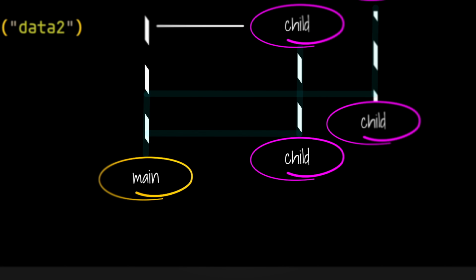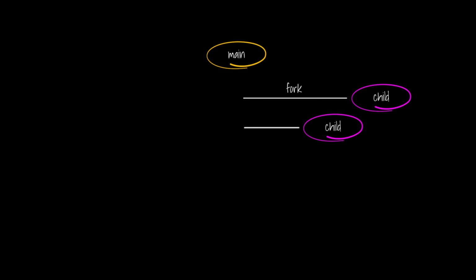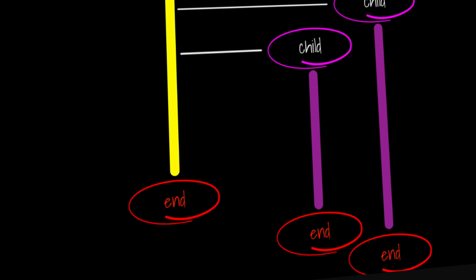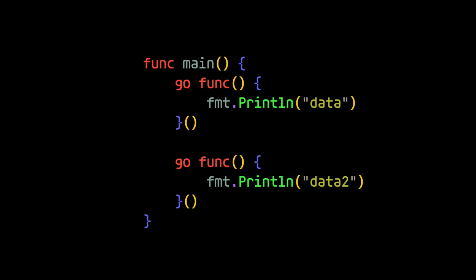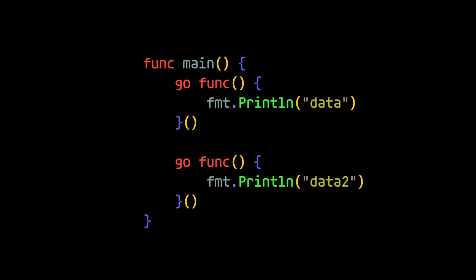Since our current code does not implement the join functionality, our three branches of execution will run independently of one another and they are in no way synchronized. So as you can imagine, if we were actually to run this code, you'd notice that our main function would finish its execution before our child functions can print their data. So how do we implement the join point?